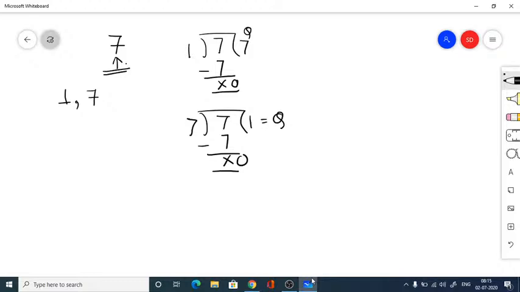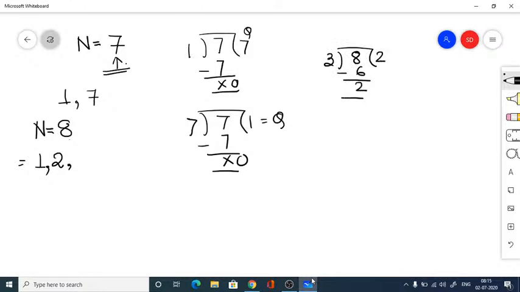But if you are given that the number is 8, what factors will it have? It is divisible by 1. 2 fours are 8, so it is divisible by 2 also, and 4 twos are 8. 3 is not a factor of 8, because if you divide 8 by 3, you get 3 twos are 6, and the remainder is 2. So the remainder is not 0, so 3 is not a factor of 8. Again, 4 is a factor, and 8 itself. So a number can have many factors, but it will have a minimum of 2 of them. What are they? 1 and the number itself.